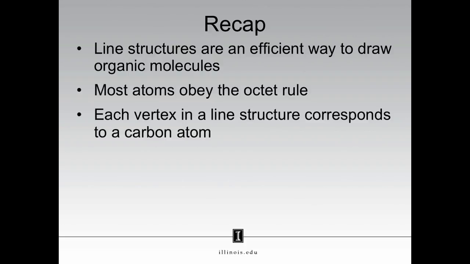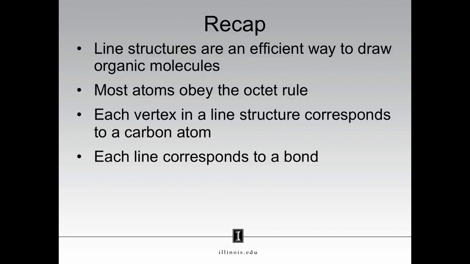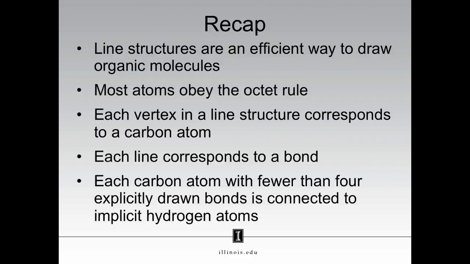In a line structure, each vertex or corner corresponds to a carbon atom. Each line corresponds to a bond. Because carbon follows the octet rule, each carbon atom with fewer than 4 explicitly drawn bonds must be connected to implicit hydrogen atoms. The number of hydrogen atoms connected to each carbon is the number needed to get that carbon atom up to a full octet, or in other words, 4 bonds total.